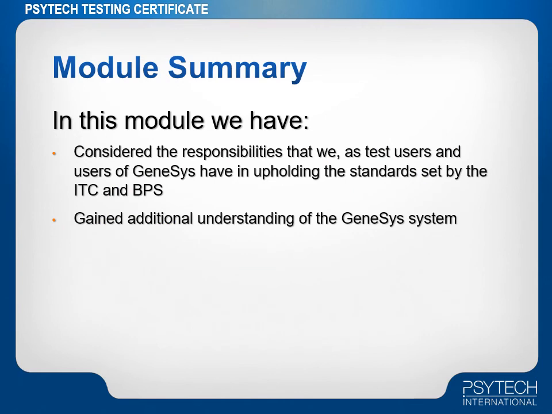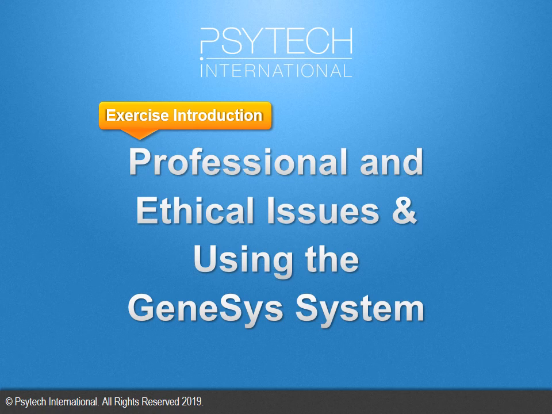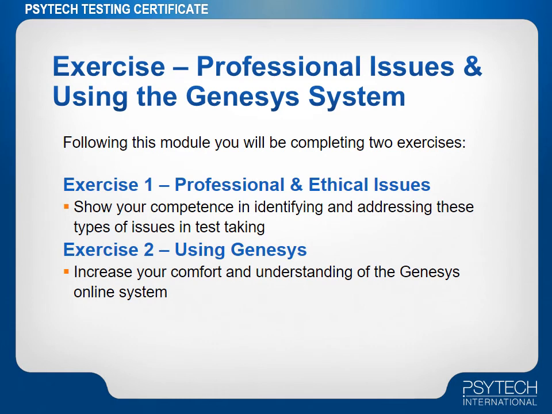To summarise this final module, we have considered the test user's responsibilities in upholding the BPS and ITC standards. Once you have watched the training videos, you will have gained some additional understanding of the Genesys system. You will now complete 2 exercises as a follow-up to this module. In Workbook 4, you should now complete the Module 7 follow-up exercises. The first exercise is related to the professional and ethical issues and will help you to show your competence in identifying and addressing these types of issues in test taking. The second exercise will further help to increase your comfort and understanding of the Genesys system.